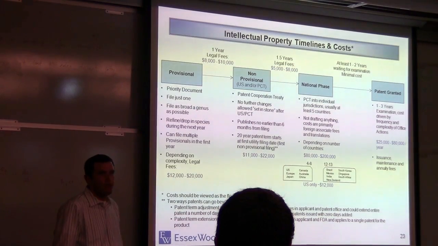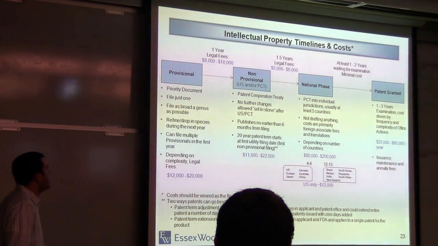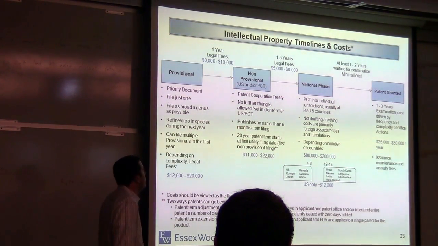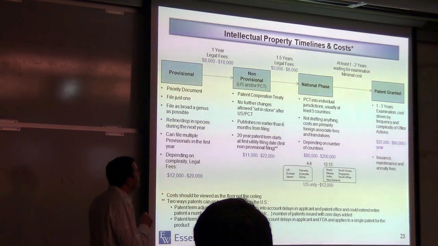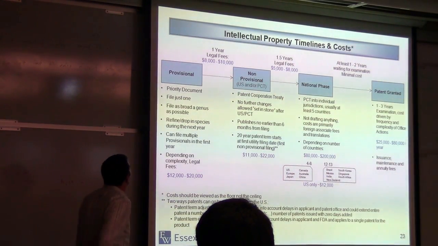So in terms of the timelines and the costs, this is an eye chart. I'll just walk you through and point out the real high-level things. So in terms of your intellectual property, the timelines and the costs, to mention right off the bat, these costs should be viewed as more like the floor and not the ceiling. This is kind of the minimum you would pay to have this done.